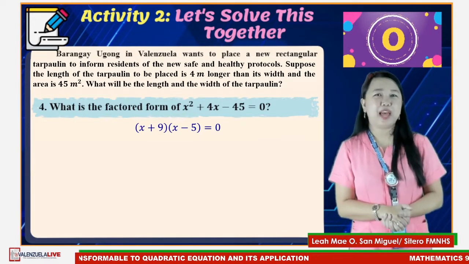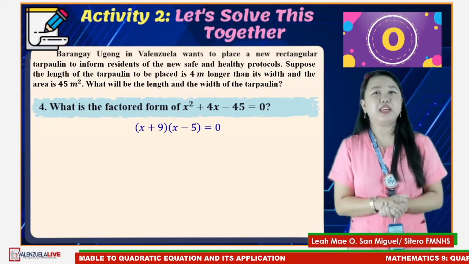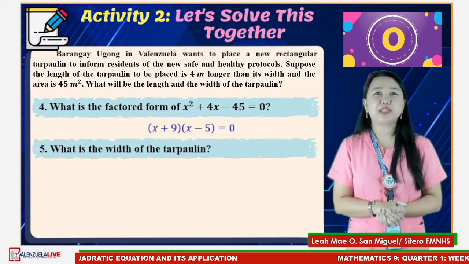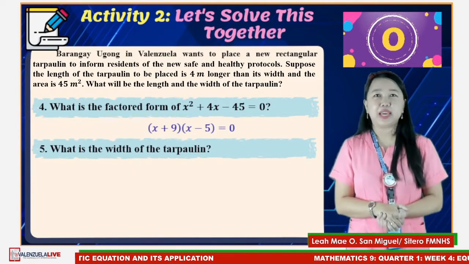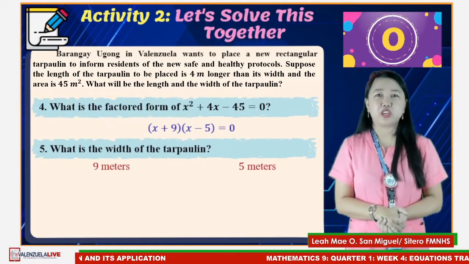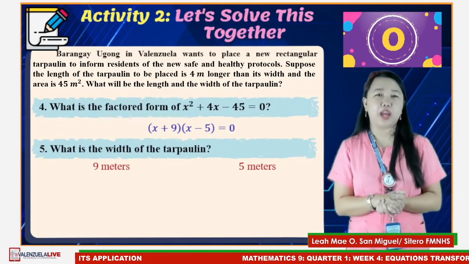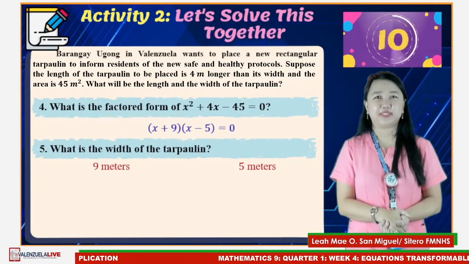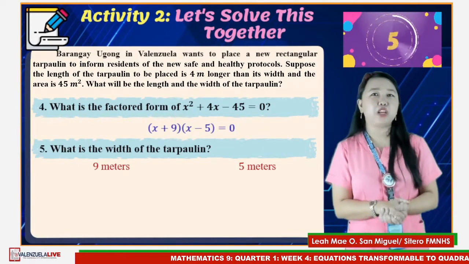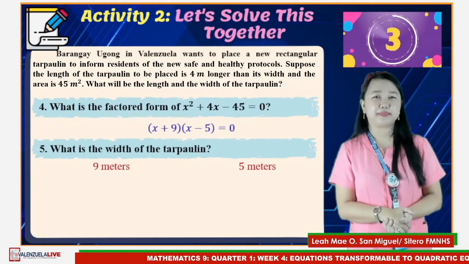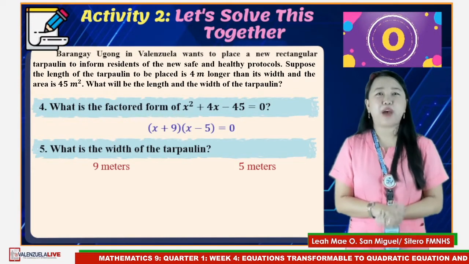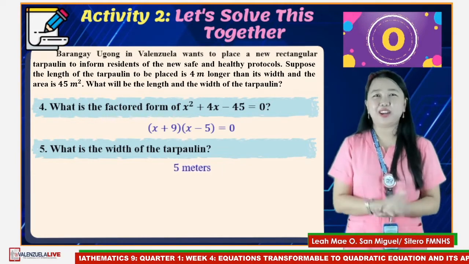Awesome. Apply the zero product property, then solve its equation. Upon solving for x, what is the width of the tarpaulin? Is it 9 meters or 5 meters? You have 10 seconds to comment your answer. Go! X represents the width. Make sure to relate the obtained value of x in the problem. Time's up. If you answered 5 meters, then you are correct.